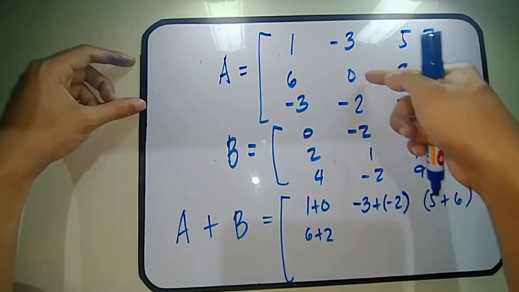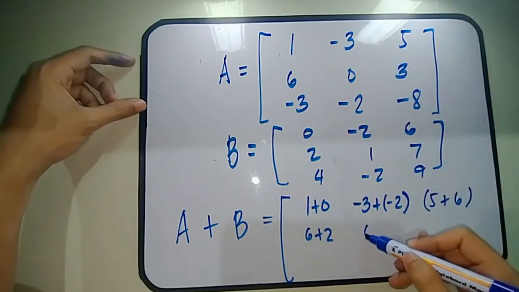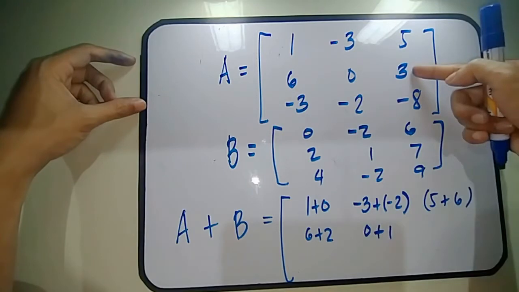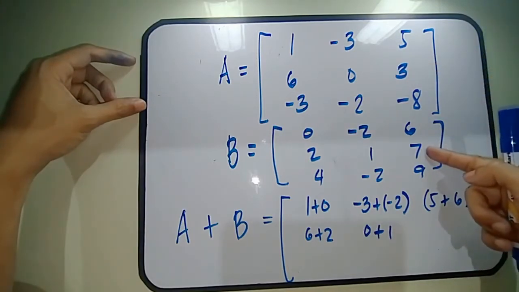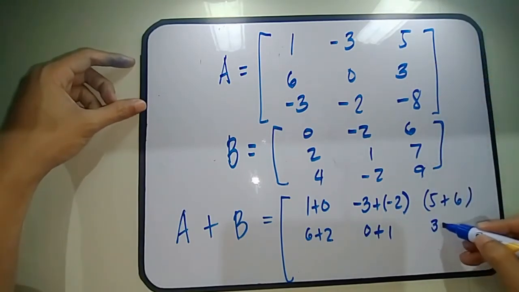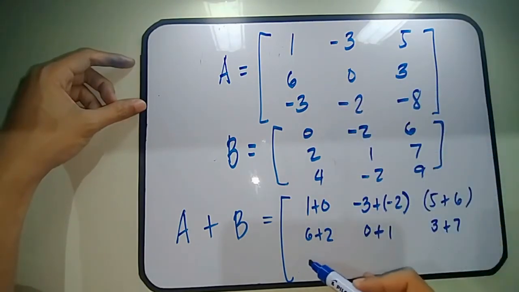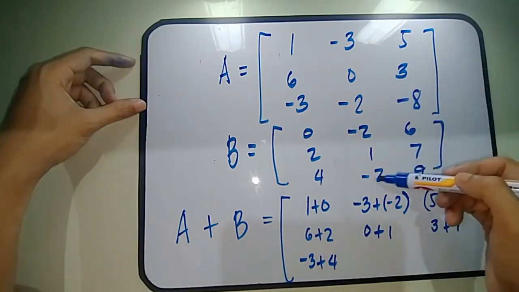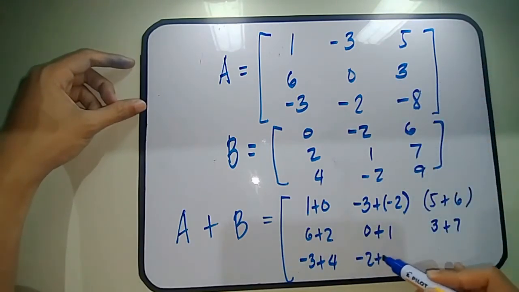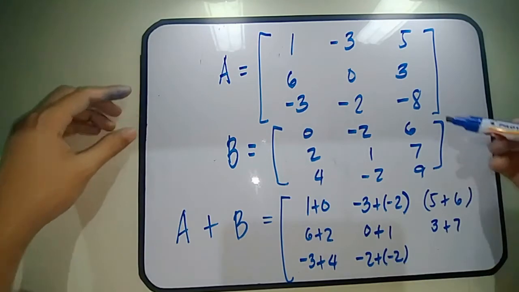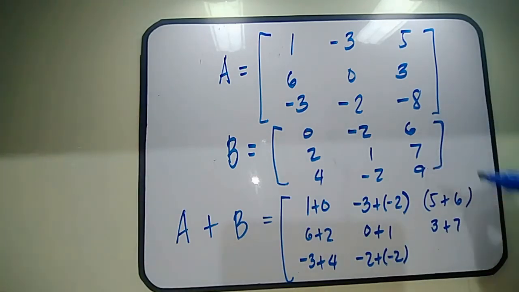So we have here 0 plus 1. We have here 3 plus 7. So we have here negative 3 plus 4. So we have negative 2 plus negative 2. And here we have negative 8 plus 9.